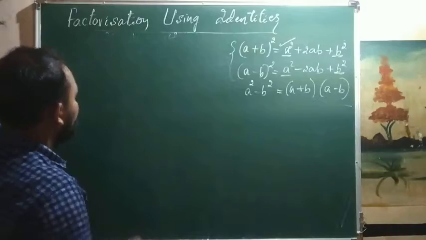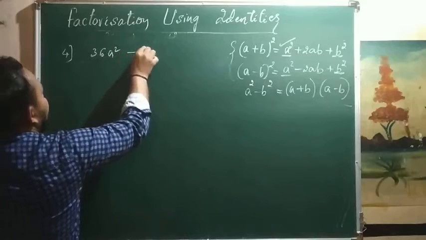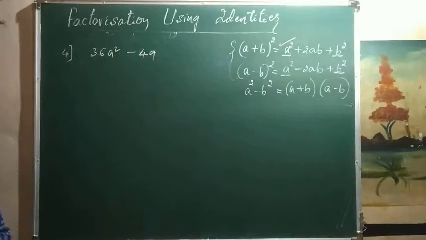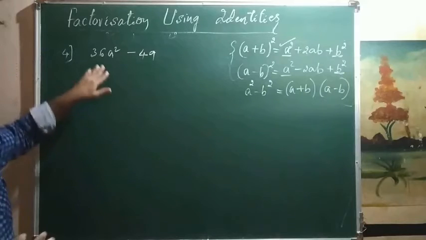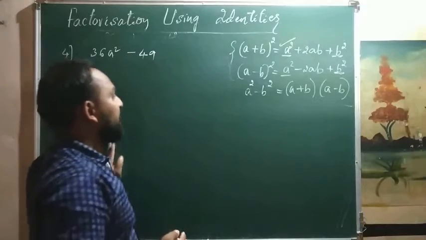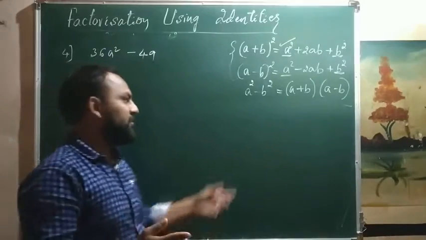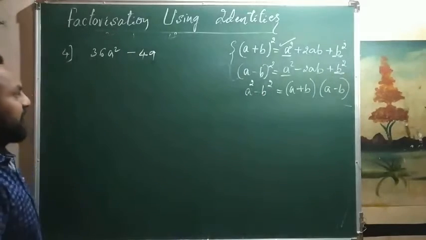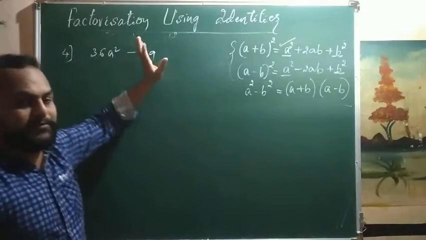Next, the fourth one, here 36a square minus 49. Okay, and this is a binomial expression, the first term and the second term. In the first step, the number of terms is only 2, one term and the second term. Number of terms 2 means the third identity. The next, the terms are perfect squares. First and second terms are perfect squares.